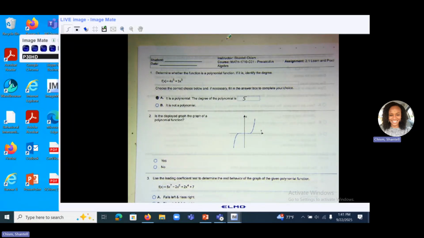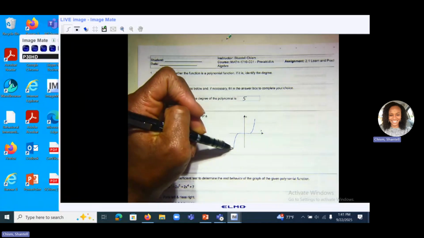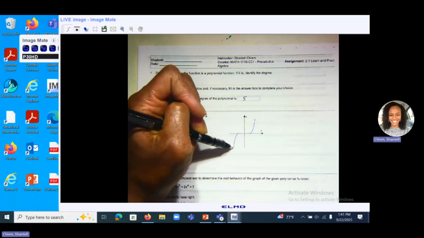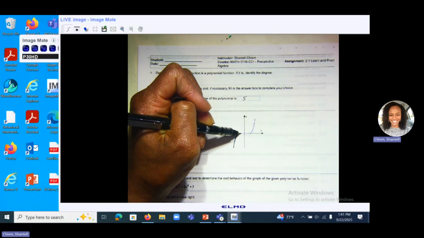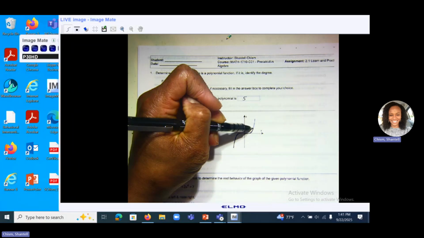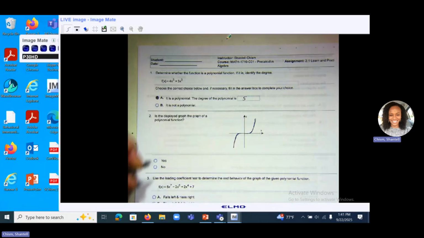Okay? Number two is asking us, is the displayed graph the graph of a polynomial function? Yes, it is. There are no breaks in the graph. If you were to take your pen or pencil, you could trace along this graph the entire time and not have to lift your pen. So yes, this is a polynomial function.